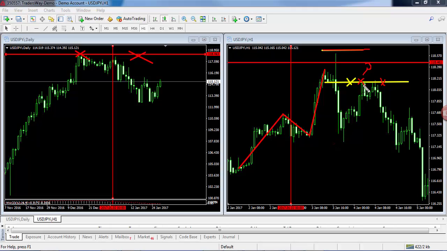And once price gets into that level, that's it. The rest is left up to the market. And if it doesn't get into that level, so be it. I'll just move on to the next trade. So what we're doing is looking at different paths in which the market can move.